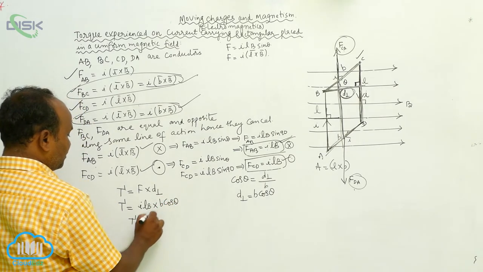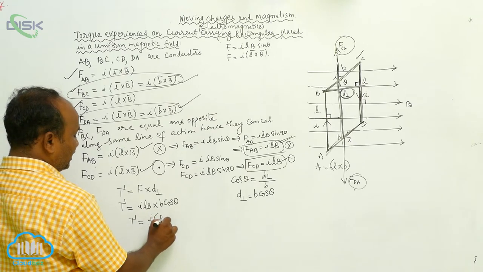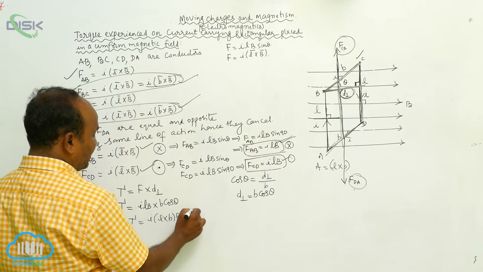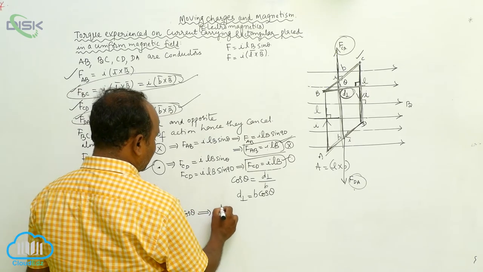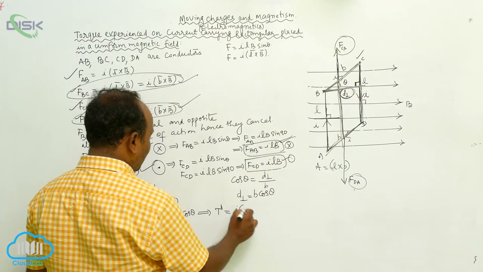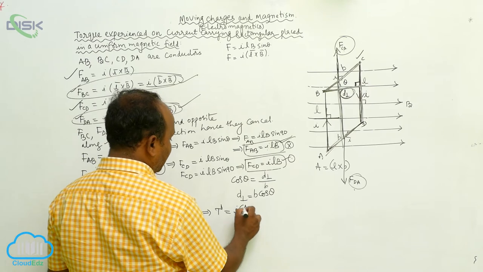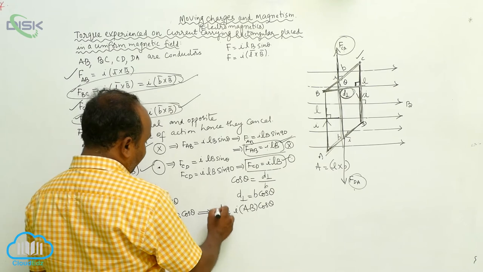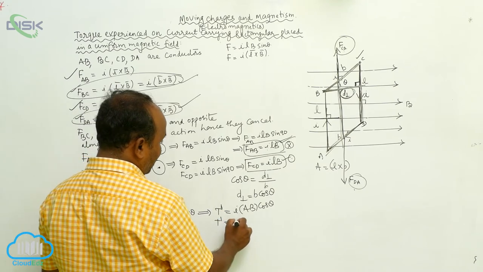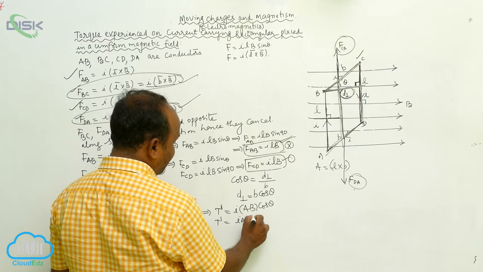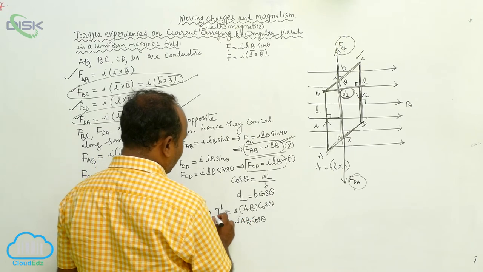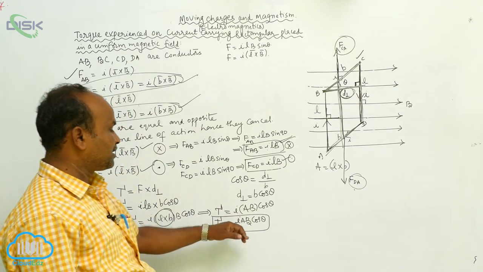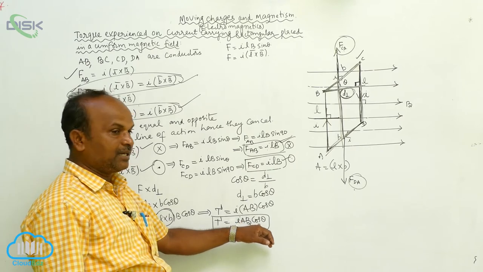Therefore, torque tau is equal to I into L into B, into B cos theta. Therefore, tau is equal to I into L into B, where L into B is called area, into B cos theta. Therefore, tau is equal to IAB cos theta. Now the torque experienced by the current carrying rectangular coil is tau equal to IAB cos theta.